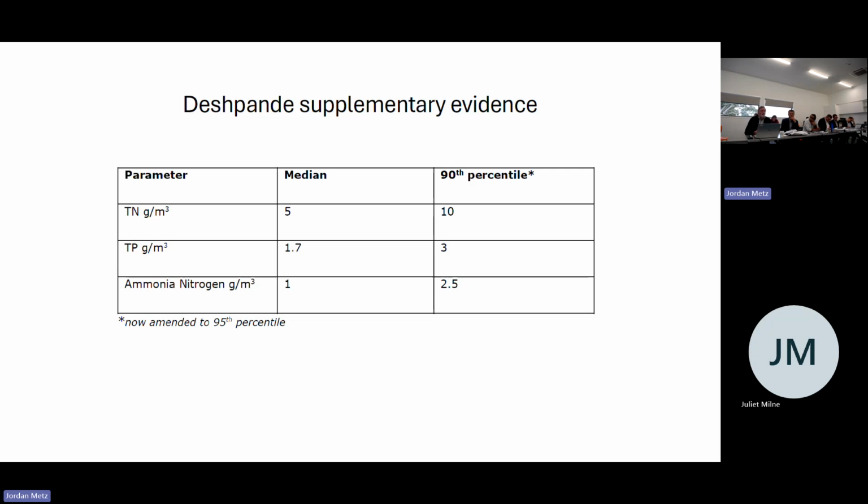Current consent conditions don't require monitoring of TN or any consent conditions around TN. It's just a manual question, if I understand it correctly. So I guess the bottom line is, are you comfortable with the modelling and the design that condition 14D for the nitrogen discharge quality can be achieved, which is 5 grams per cubic metre and a 95 percentile concentration of 10 grams per cubic metre? That's an engineering question that Ash needs to answer.